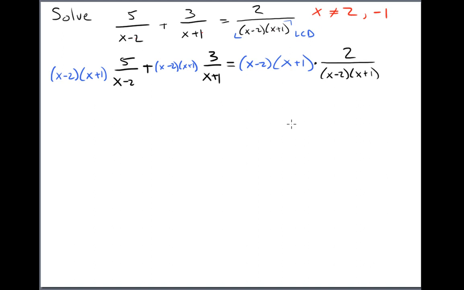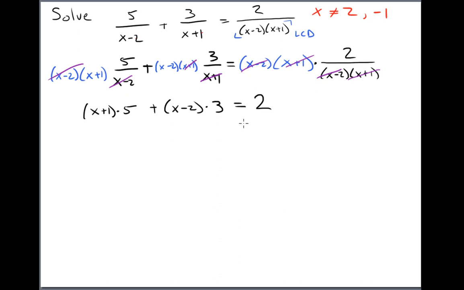Alright, let's look at what's going to cancel out. In the first term here, the x minus 2's are going to cancel out, so we'll be left with x plus 1 times 5. In the second term, the x plus 1's are going to cancel out, so we'll be left with x minus 2 times 3. And on the right hand side, x minus 2 reduces and x plus 1 reduces, so all that's left is 2.